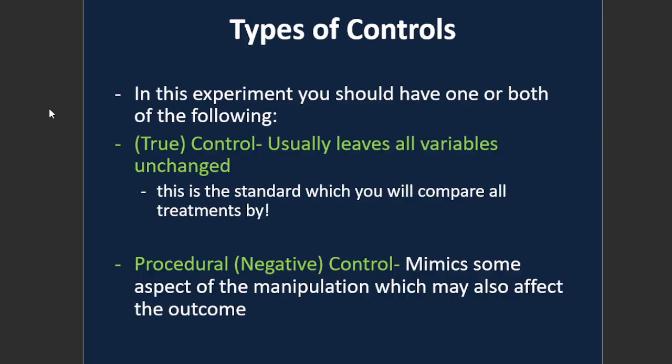Types of controls. In this experiment, you should have one or both of the following. So you have true controls, which usually leave all variables unchanged. Then you have procedural or negative controls, which mimic some aspect of manipulation, which may also affect the outcome.